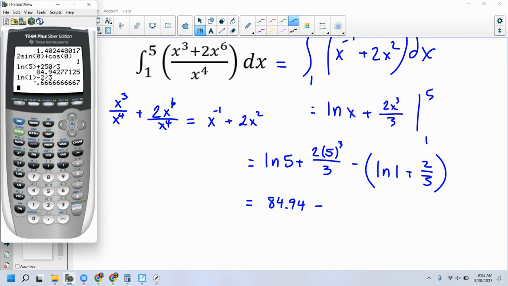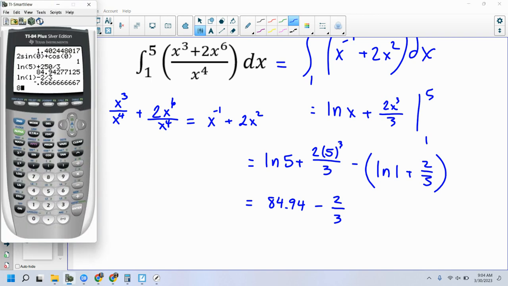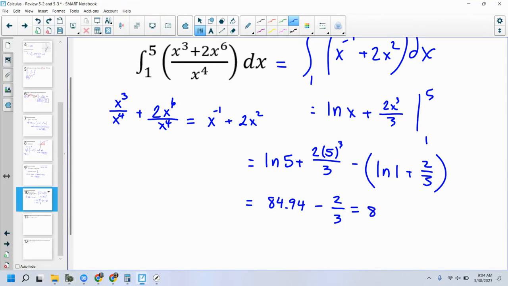But that should be a plus. It should be plus 2/3. Oopsie. I was looking at the minus up here. So 84.94 minus 0.67, I'll just say 84.27. Oh, I said 84.28, but whatever. 84.27.